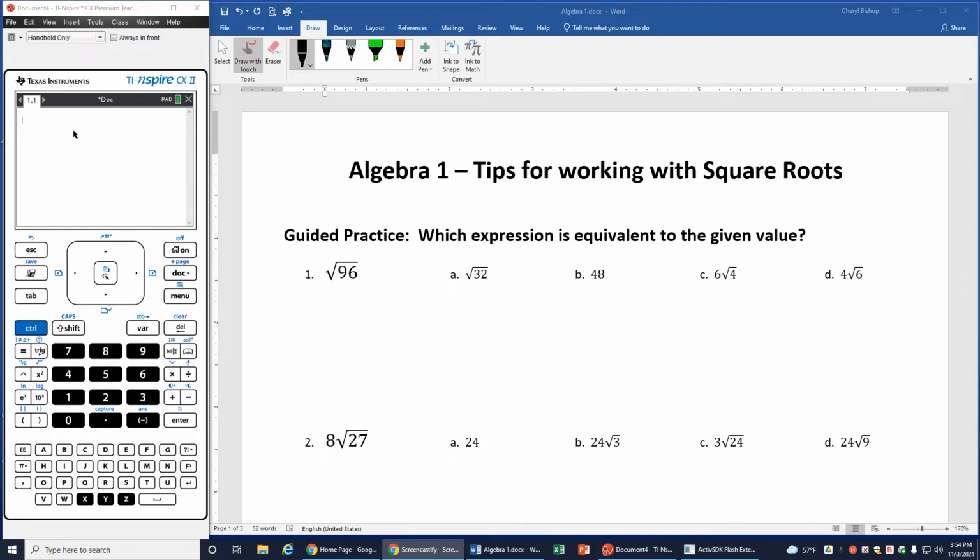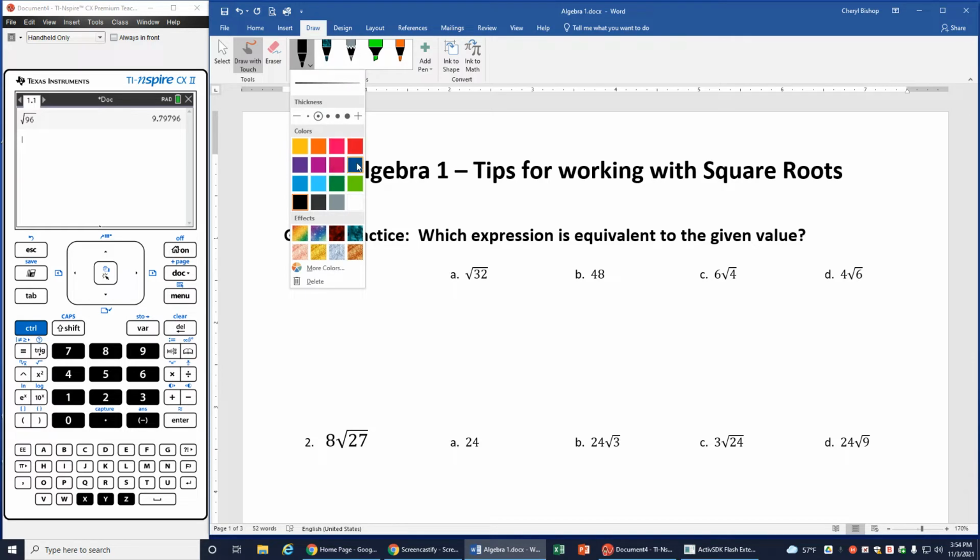So in my calculator, I have a calculator screen open as opposed to graphs or statistics or lists or anything like that. I'm going to type in the square root of 96. If we look right above our x squared, we see a little square root symbol above the key. So I have to hit the control button along with that x squared, and you'll see it opens up the square root. I'm going to type in my 96 and hit enter. I'm going to go ahead and write that down as my equivalent value.